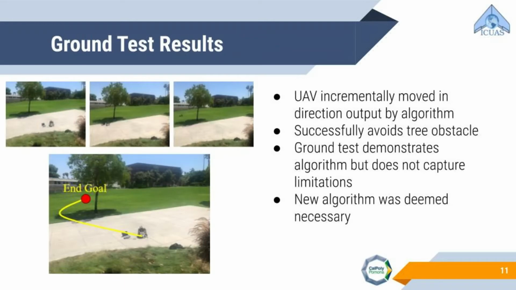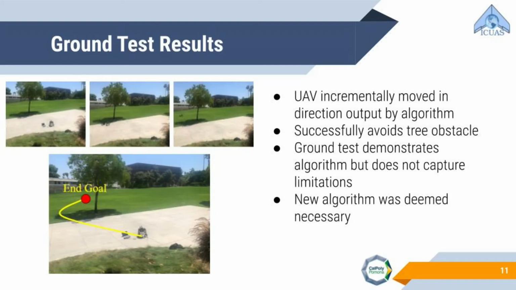The algorithm was tested on the ground to verify the validity of its outputted heading. The UAV was placed with its end target being on the opposite end of a tree. The LiDAR was turned on, but the motor power was disconnected. We manually read the direction the drone wanted to fly in and incrementally moved it accordingly, as seen in the upper pictures. To our excitement, the algorithm successfully pathed around the obstacle, and minor iterations were made on the sensitivity of the algorithm's equation.